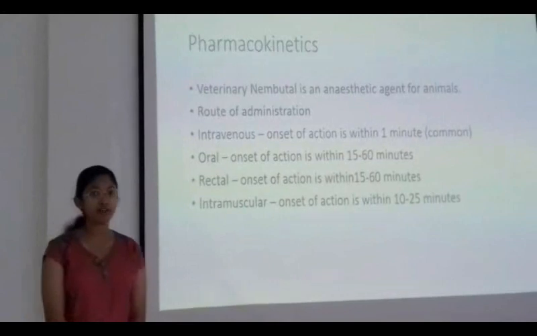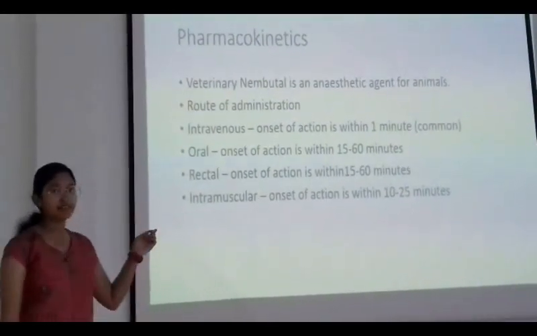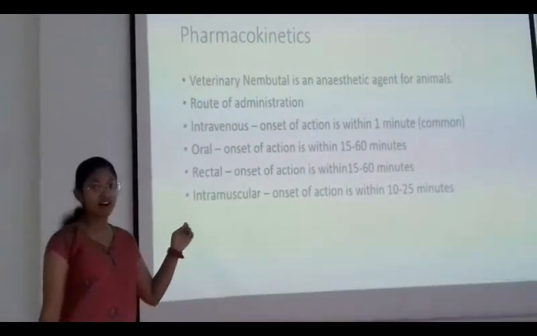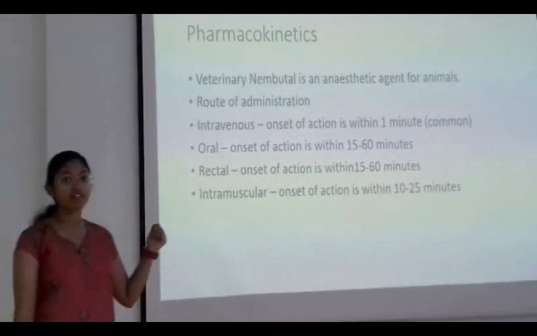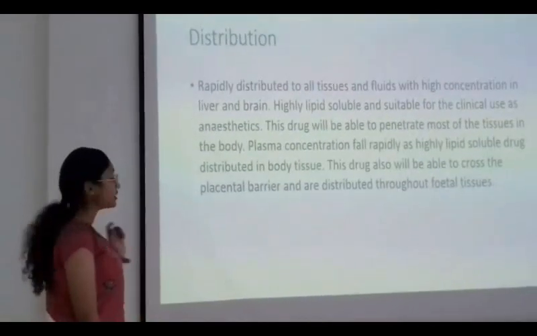Hello guys, today I will be talking about the pharmacokinetics of Nembutal. Nembutal is an anesthetic drug. As you can see here, there are several routes of administration and it depends on the onset of the action. The routes are intravenous, oral, rectal and also intraperitoneal, and the most common one will be the intravenous.